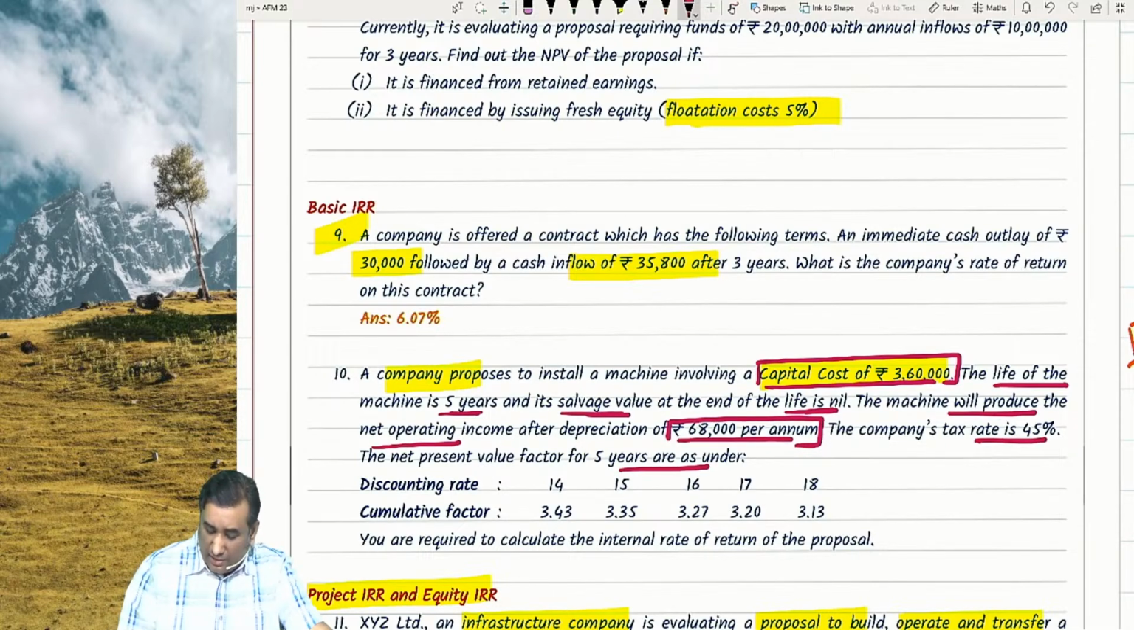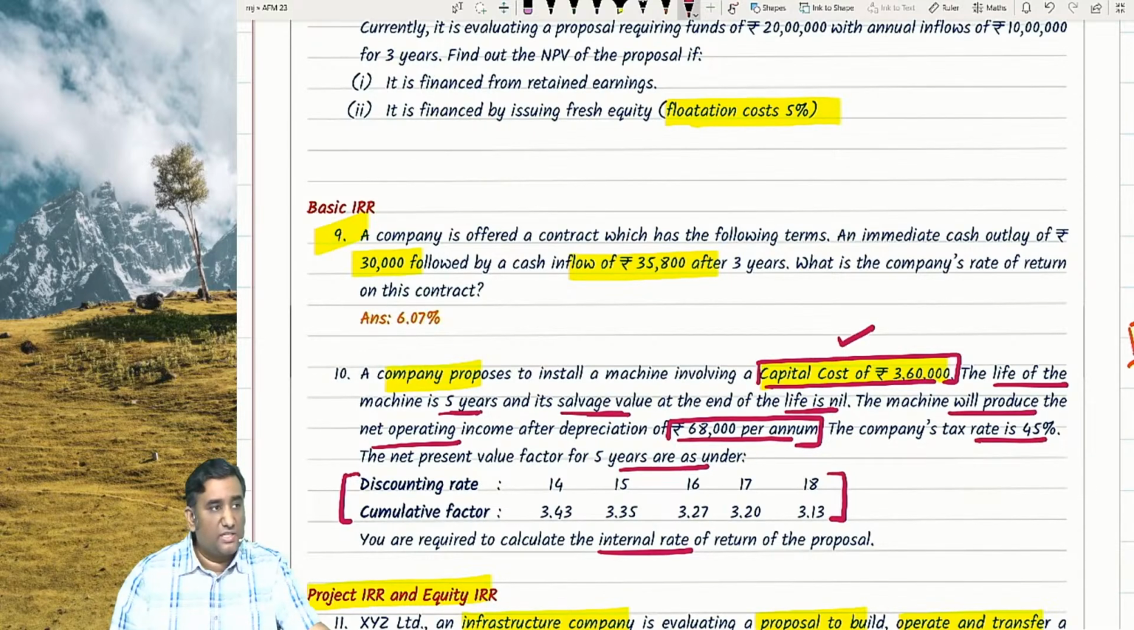Net present value factor. What are these, sir? This is actually a summary of the table. Calculate the IRR. Now I know at IRR my inflow is equal to outflow. Outflow I know is 3,60,000. To calculate the inflow I need annual CFAT. Annual CFAT would be, this is given to me as what? PBT. 68,000 is not CFAT.